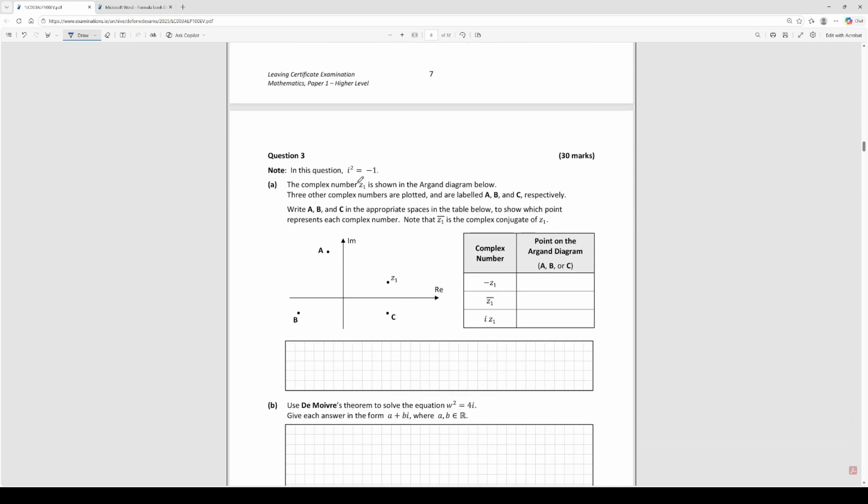Complex numbers. In this question, i squared is -1. They always tell you that. I disagree with it, but we'll go on with it. The complex numbers shown in the Argand diagram below are labeled A, B, and C. Write A, B, and C in the appropriate places.